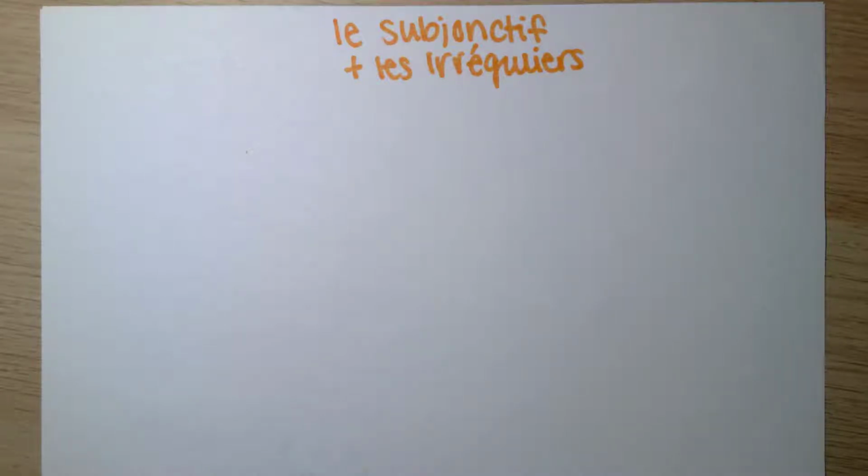In this lesson, we're going to talk about the subjunctive and the irregulars in the subjunctive. In our last lesson, we talked about what the subjunctive was and how to conjugate the regular verbs. But in this lesson, I want to do a review of the subjunctive and then talk about the irregulars. All right, so let's just go ahead and start.